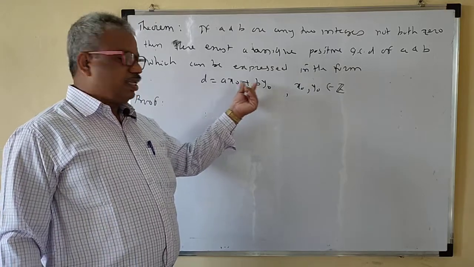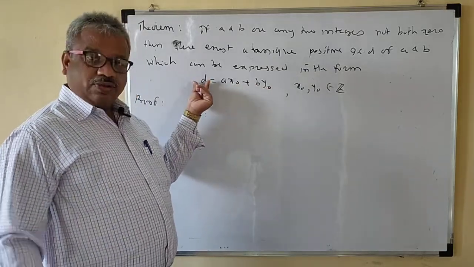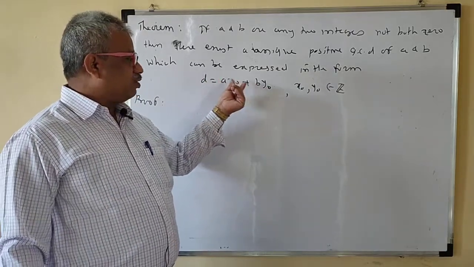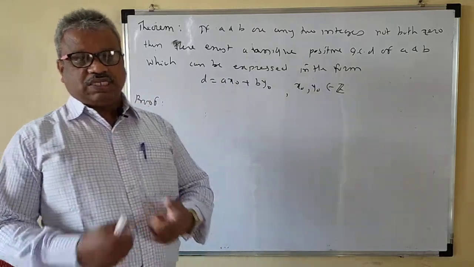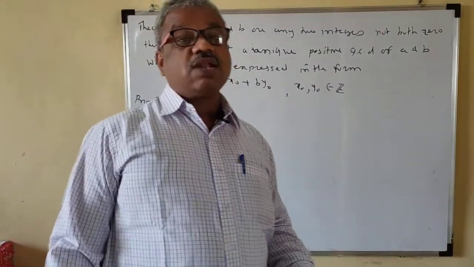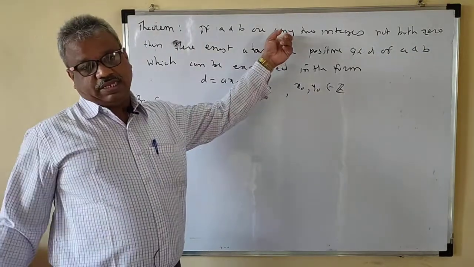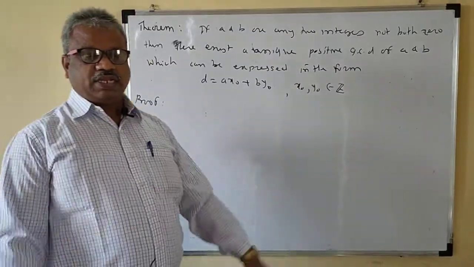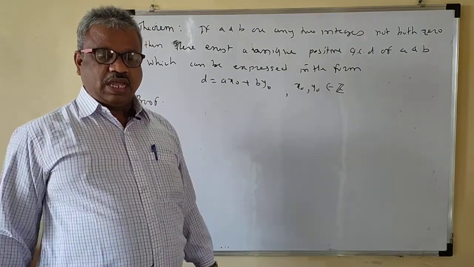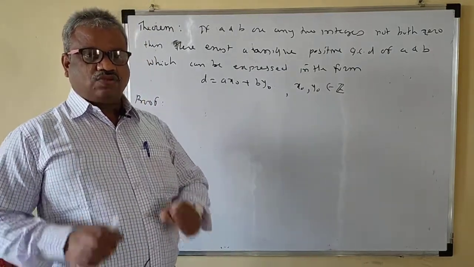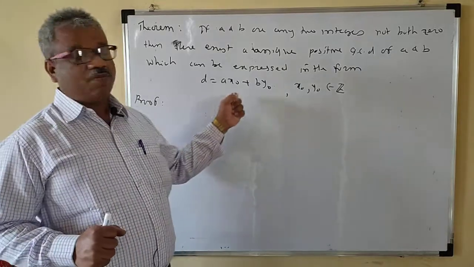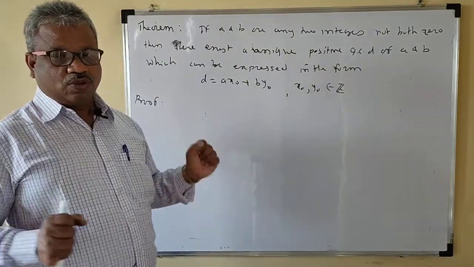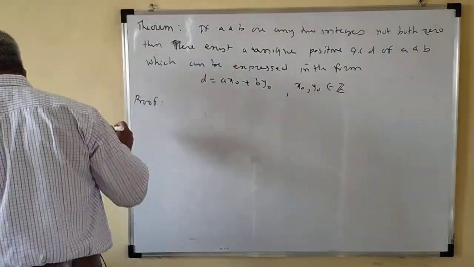That means there exist two integers x and y such that whatever your GCD is, it is nothing but A x naught plus B y naught. That means the GCD can be expressed as a linear combination of the given integers, right? So what we have to prove: for any two integers we have the positive GCD, and that GCD is unique. Also that GCD is expressed as a linear combination of A and B. This we want to prove. Okay, so proof.